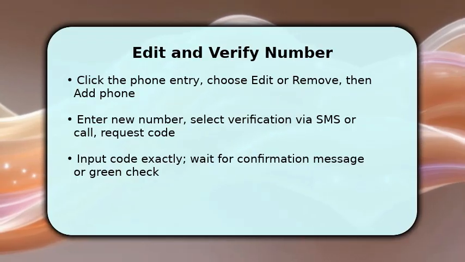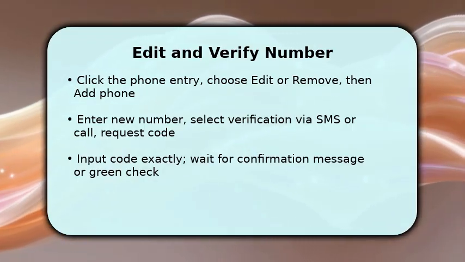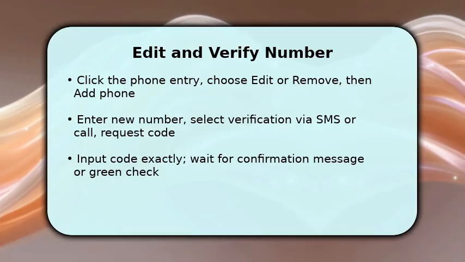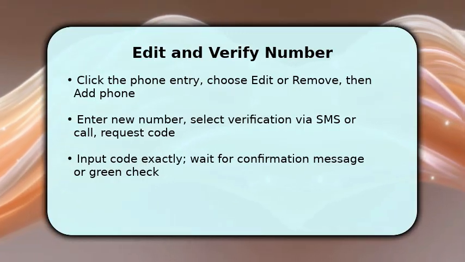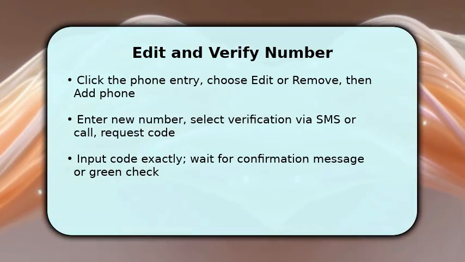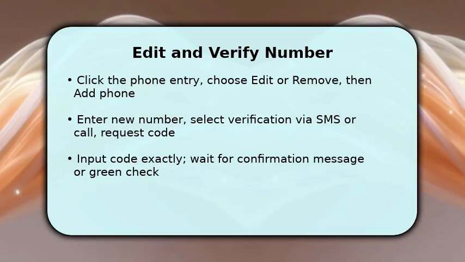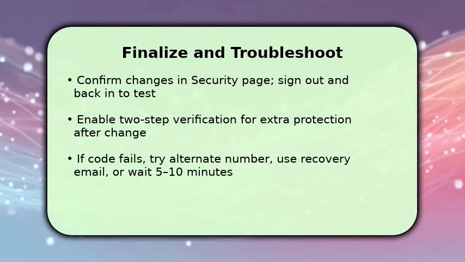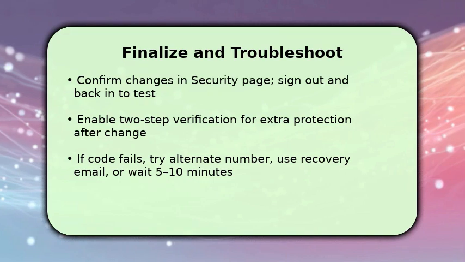You will get a short numeric code on the device. Type it back into the field exactly as shown. Once the code validates, Google updates the record. This verifies you control that number and prevents lockouts. Finish by confirming the updated phone appears under Security.